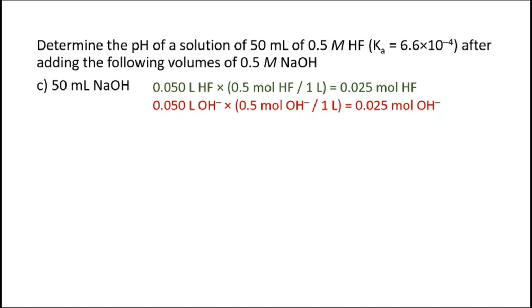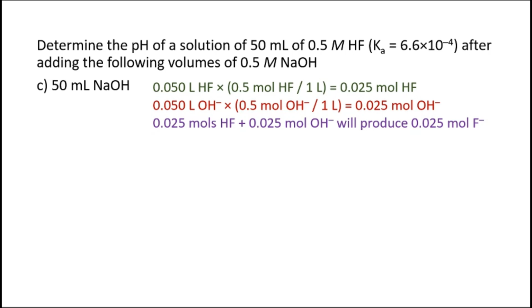So in this case, we are looking at 0.025 moles of HF, 0.025 moles of hydroxide ions, or an equal amount of your H3O pluses and your OH minuses. We call this the equivalence point. In addition to that, we know at the equivalence point, 1 mole of HF plus 1 mole of hydroxide will give us 1 mole of our F minus. Or we also know that 0.025 moles of our acid plus 0.025 moles of our hydroxide will produce 0.025 moles of our F minus.